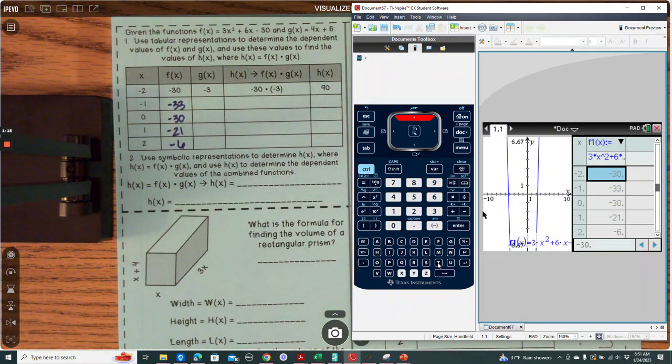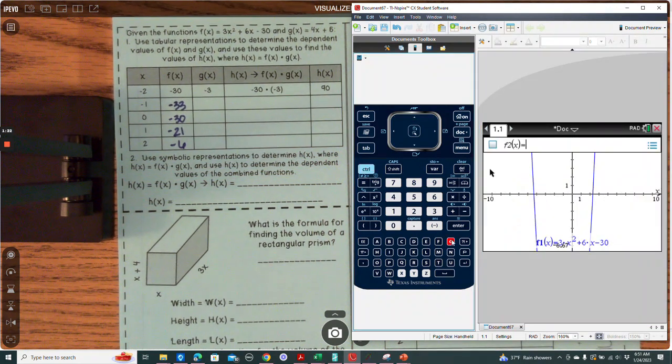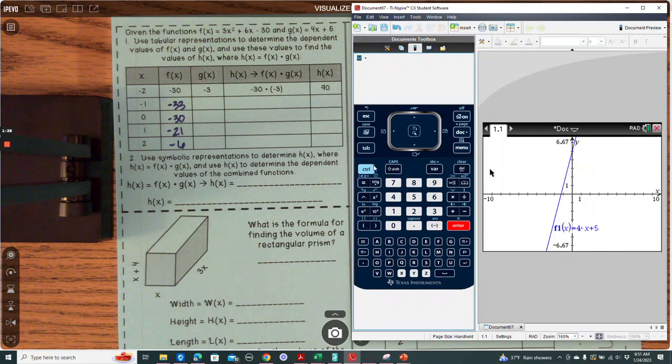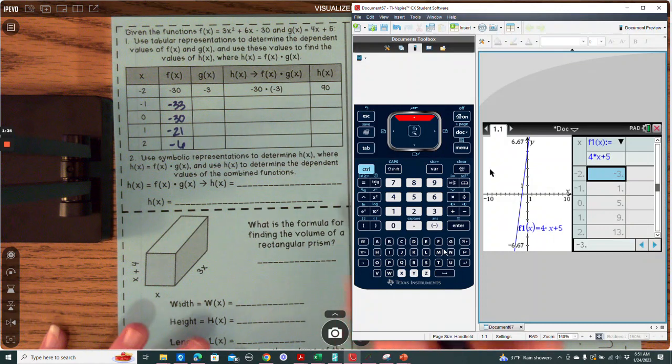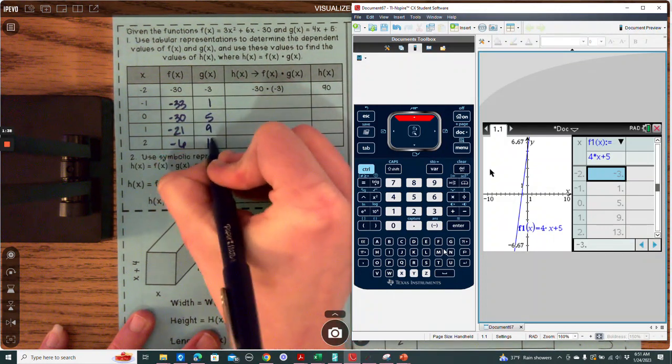Okay, and then we can do the same for g of x. So we can get out of this table and type our next function in. So 4x plus 5, pull up the table, go to where x is negative 2, so we've got negative 3, 1, 5, 9, and 13.